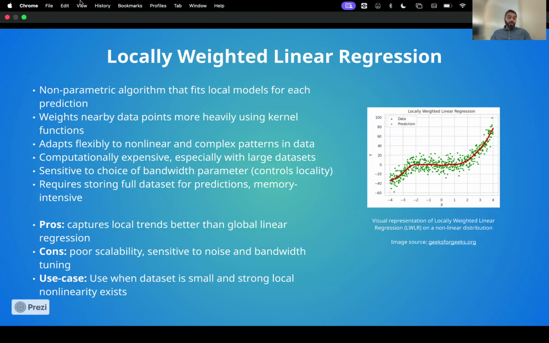But if you have a small data set, locally weighted linear regression has a great use case there. And if you see some strong local nonlinearity, this is the way to go. So this is the biggest use case for locally weighted linear regression, and this is how it overcomes some of the big limitations of a linear decision boundary that we see in linear regression.